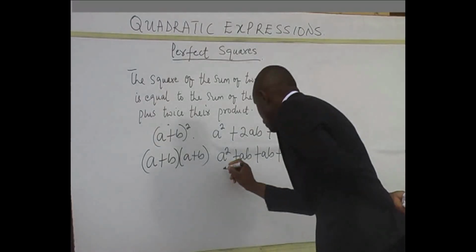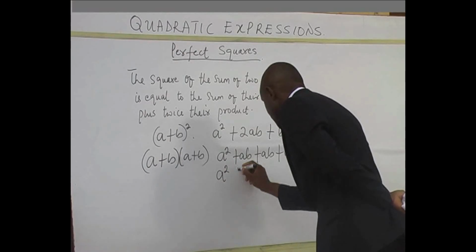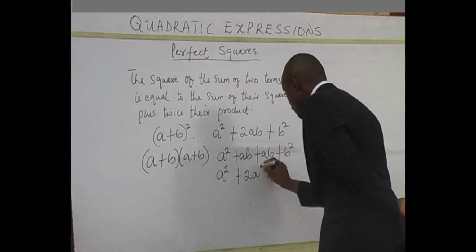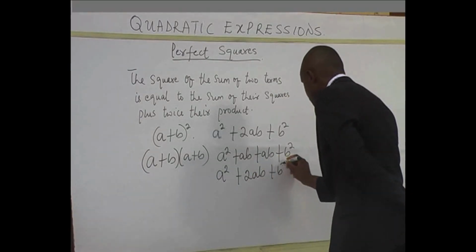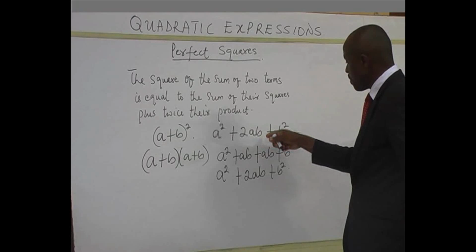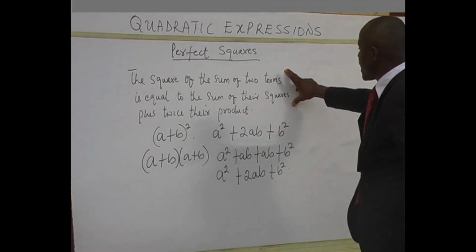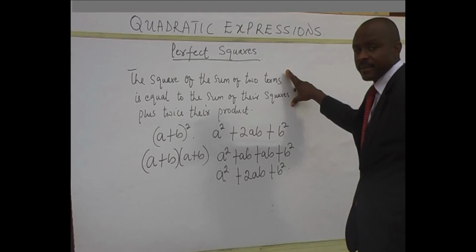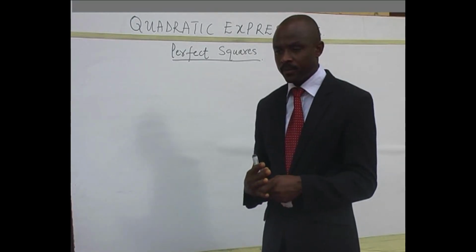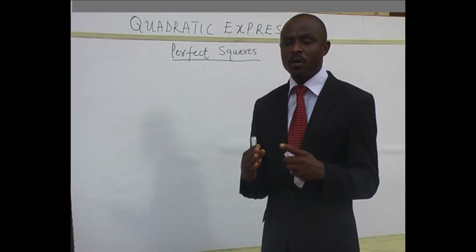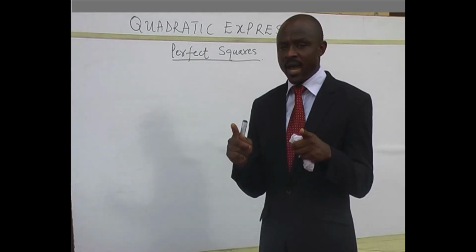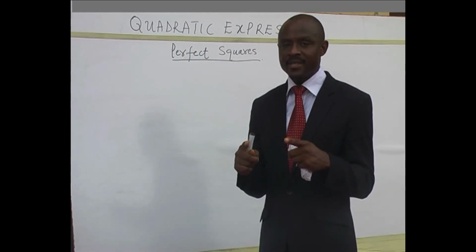If you collect like terms, you're going to have a squared, plus ab plus ab will give you 2ab. Then you bring down b squared. You can see that we have gotten back to a squared plus 2ab plus b squared. And that shows that our concept is very, very clear. Just like the concept I explained before, the square of the sum of two terms is equal to the sum of their different squares plus twice their product.